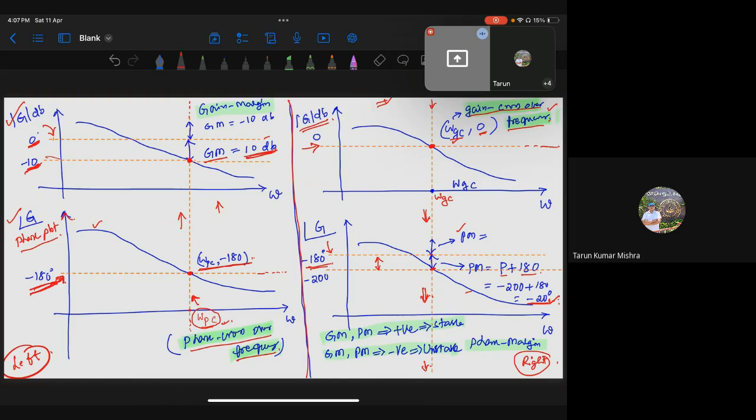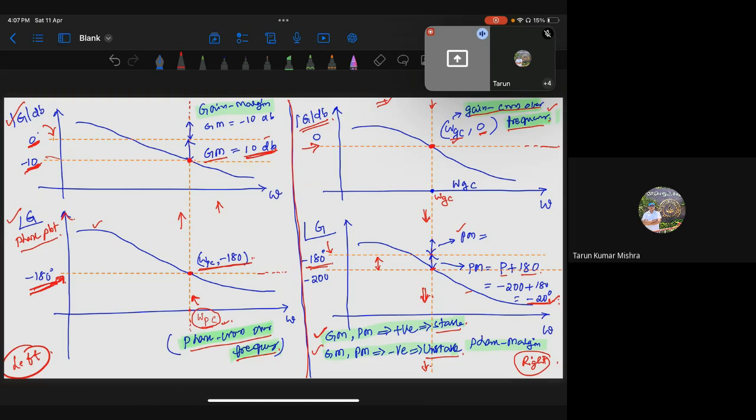By the way, when these both are positive, we say that the system is stable. When they both are negative, we say the system is unstable. Sir, the phase margin here, are we calculating some kind of error, that the graph is supposed to be here at 180, but it has gone through? Yes, correct. Okay, sir, how much deviation came?